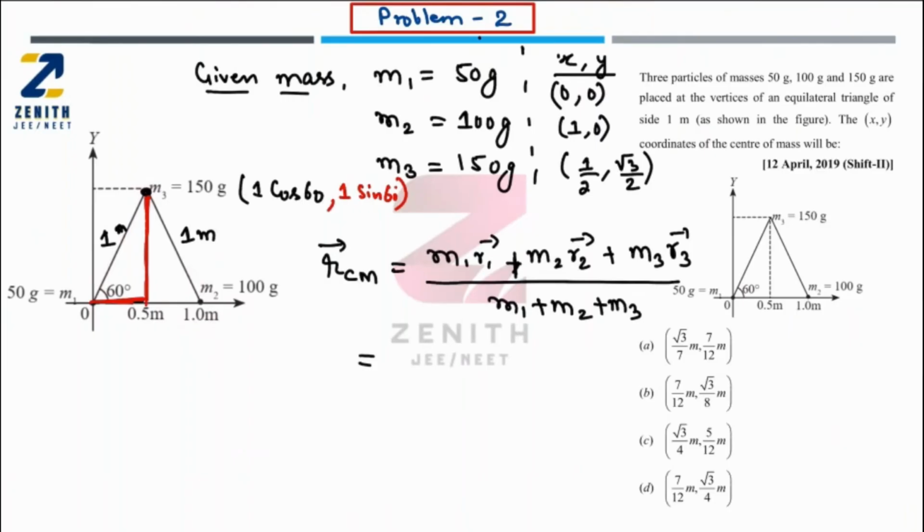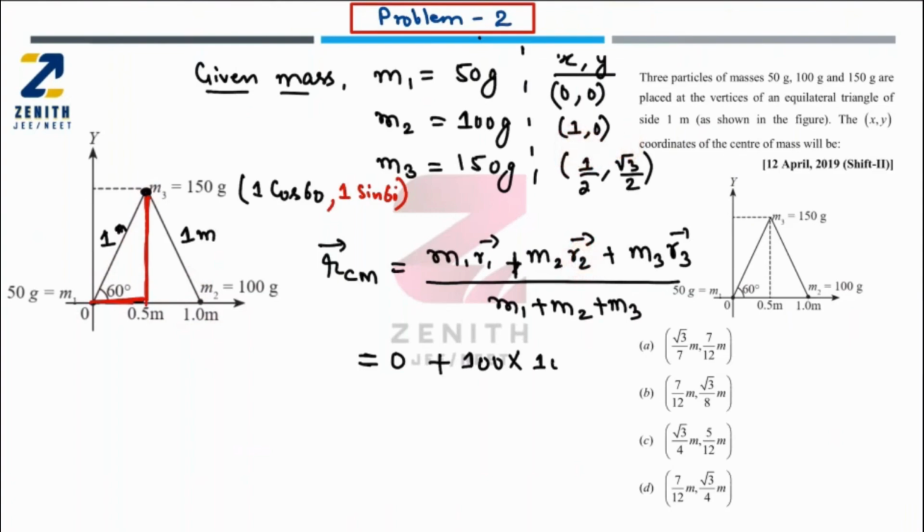And what is the value of this R1? Can I say this is 0, 0? That means this term value will be 0 because their x and y coordinates will be 0. What is M2? M2 is 100. R2 position vector means 1 i cap plus 0 j cap. That means 1 i cap.